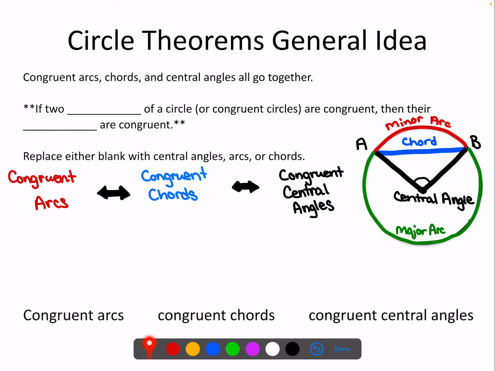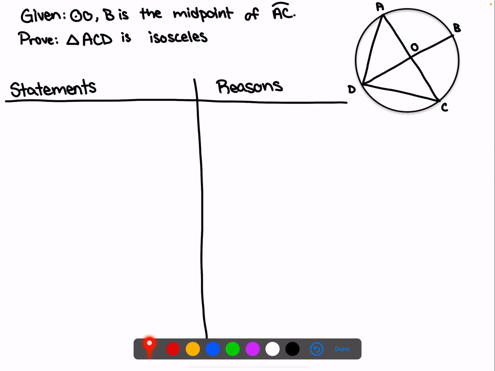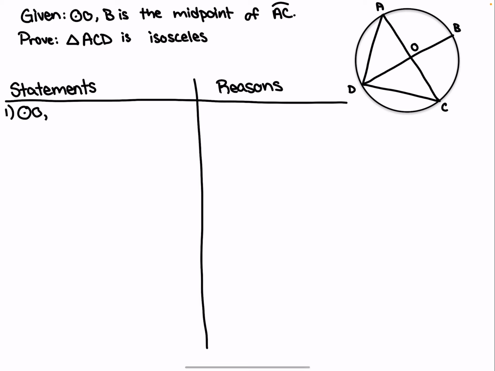So let's go ahead and use these theorems and all the material that we've learned so far to prove some theorems. So here's our first proof of the day. Given circle O and B is the midpoint of arc AC, we'd like to prove that triangle ACD is isosceles. To get started, we always start with our given information, circle O and B is the midpoint of AC.